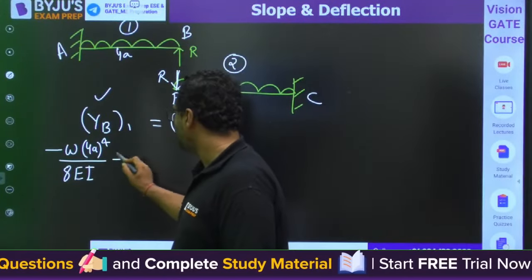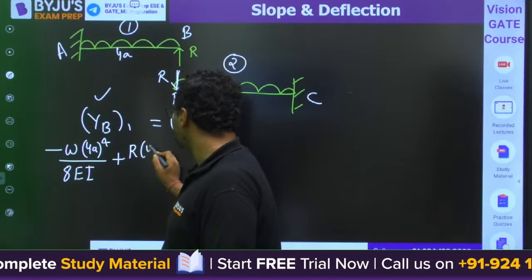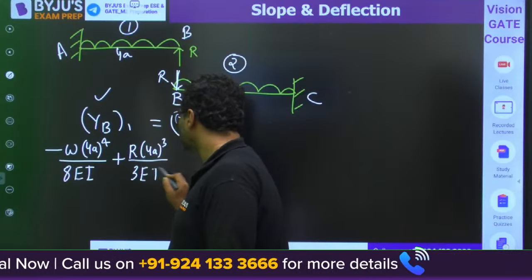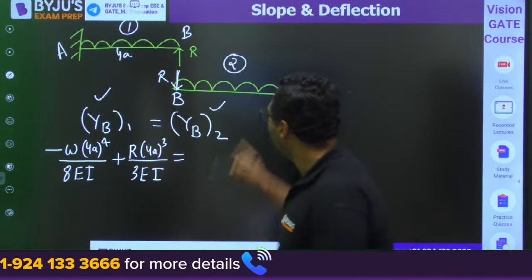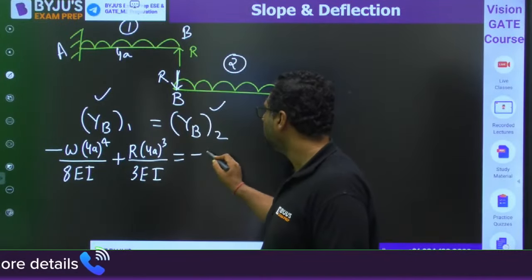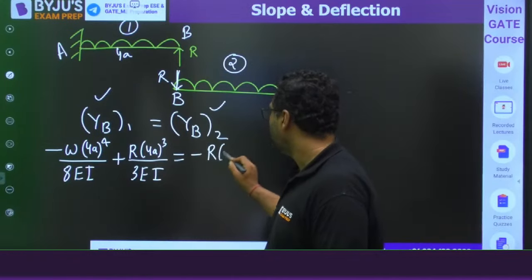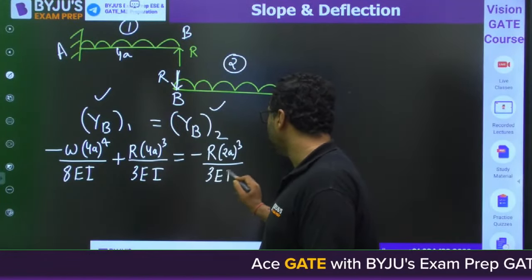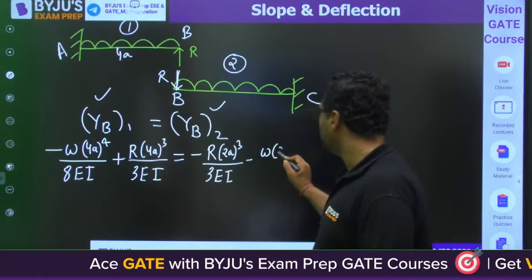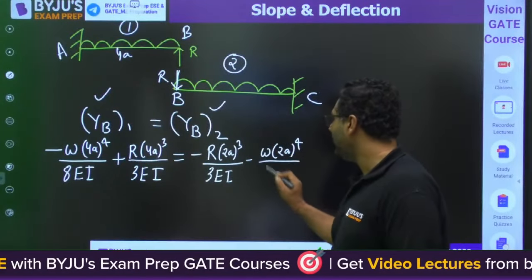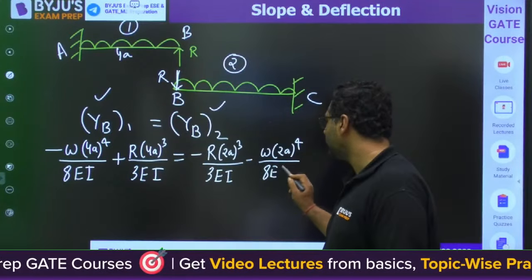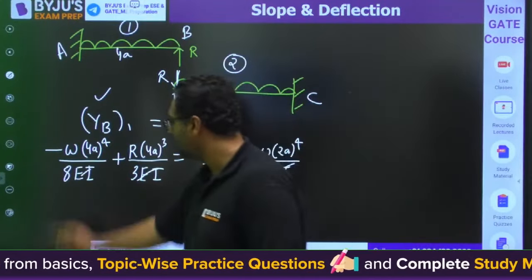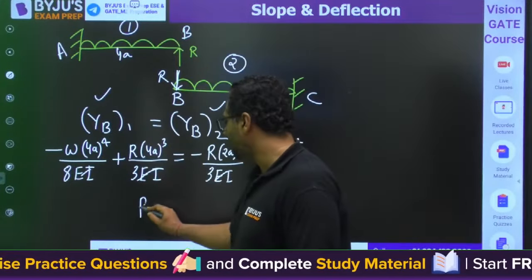Because of R, L cube upon 3 EI. For the second beam, minus R 2A cube upon 3 EI minus W A4 upon 8 EI. EI will get cancelled out throughout. This will give you the value of R.